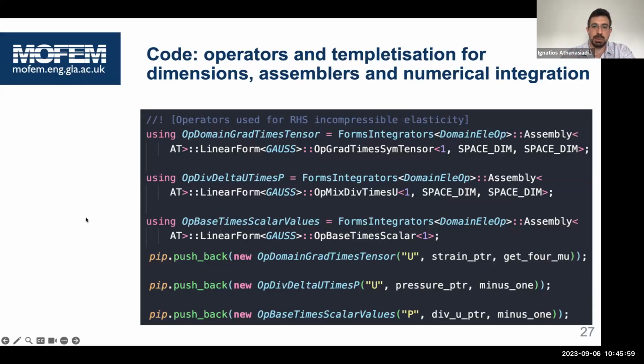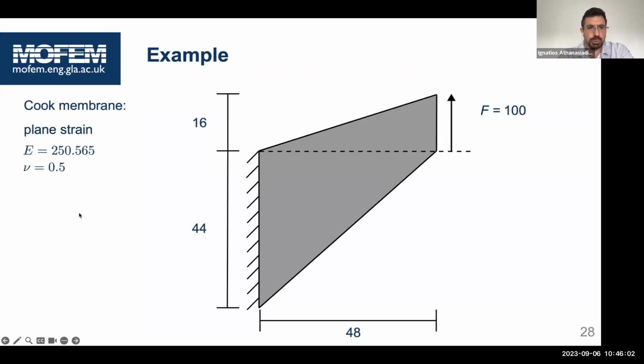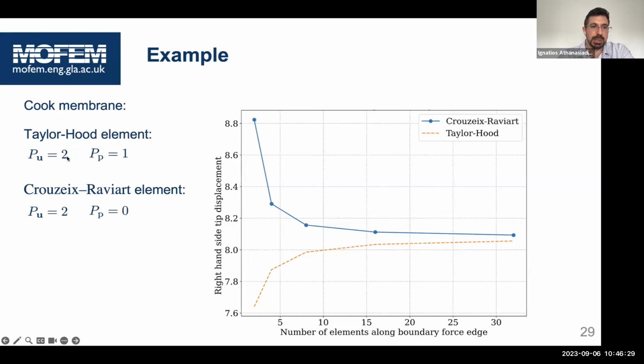And here I'm just going to show an example of how the Taylor-Hood and Crouzeix-Raviart elements behave for the case of the Cook membrane, where this is in plane strain. This is the Cook membrane with these dimensions. And on this edge, the force of 100 is applied. And then we want to monitor the displacement at this tip, the vertical displacement. And here you can see, for the simplest case of the Taylor-Hood and the simplest case of the Crouzeix-Raviart element, how they converge towards the same solution as the number of elements increases.